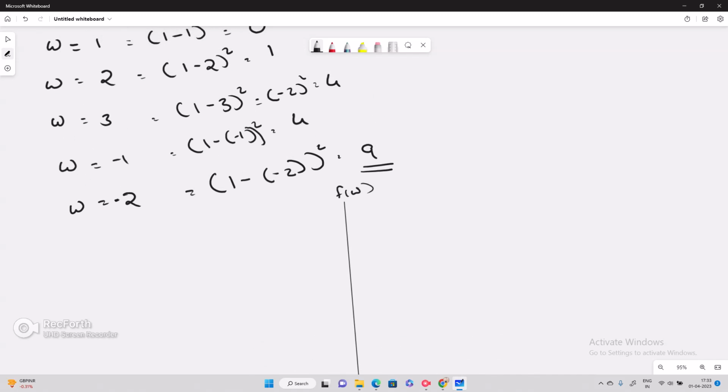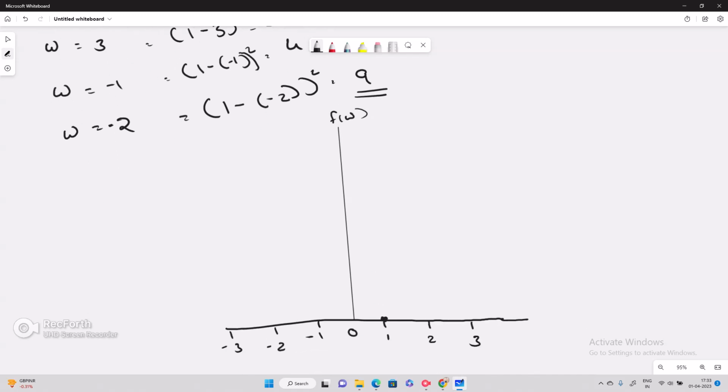So we know that when W is equal to 1, this will be 0. It will be here, right? Now W is equal to 2, the value will be 1. So let me plot here also. Here we can have 1, 2, 3, 4, 5, 6, 7, 8, here it is 9.